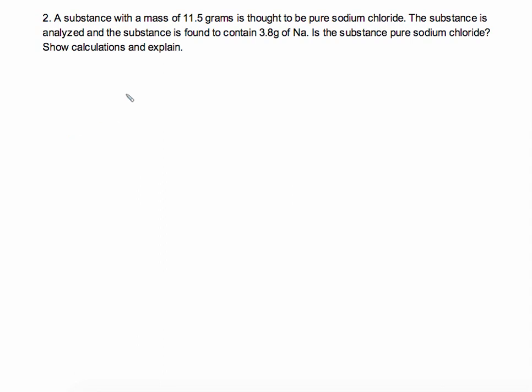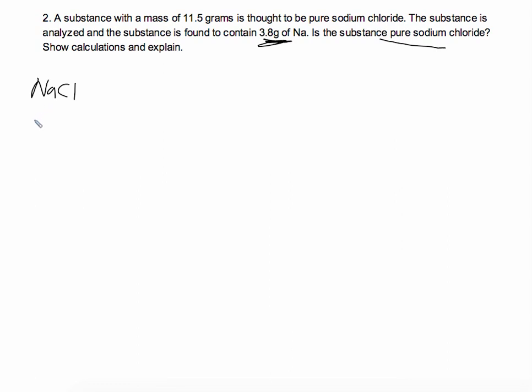Okay, problem 2. This question is asking whether or not a substance is pure or not. So it's asking if the substance is pure sodium chloride. So the way that you can tell is to find the mass percent of pure sodium chloride. And since they're giving you the percent of sodium that they got, you're going to do the mass percent of sodium in pure sodium chloride.